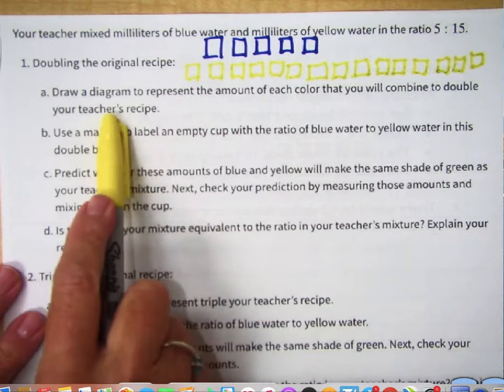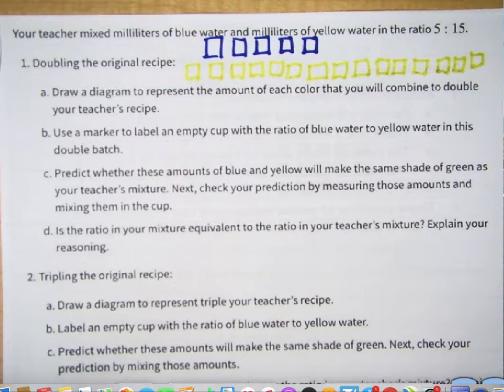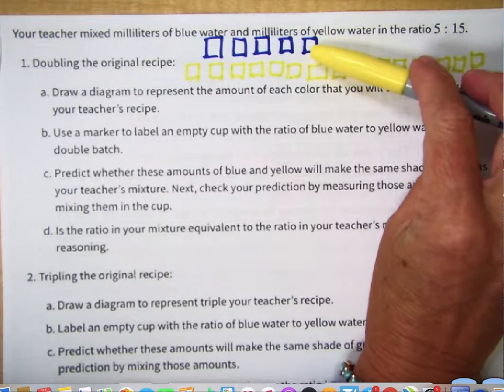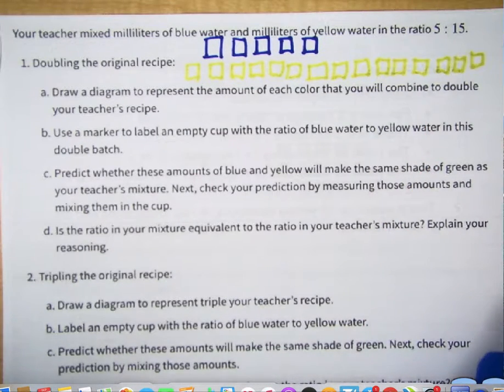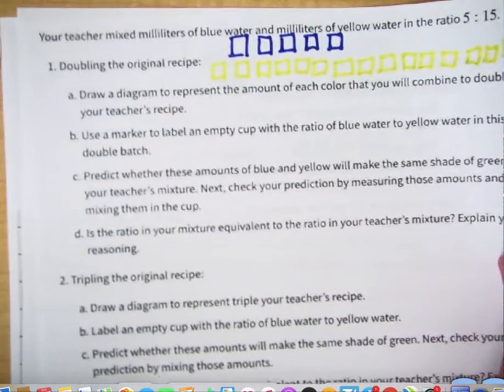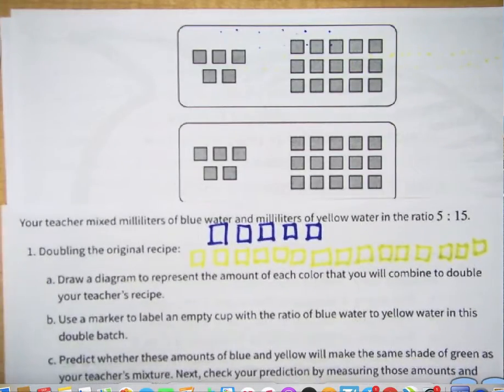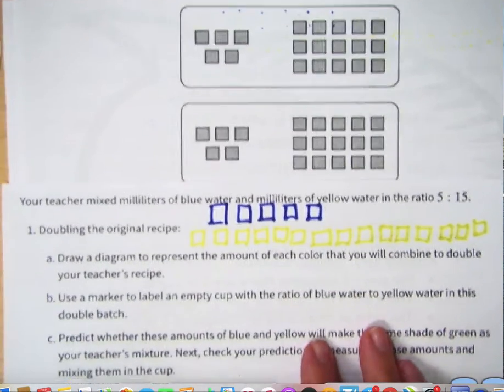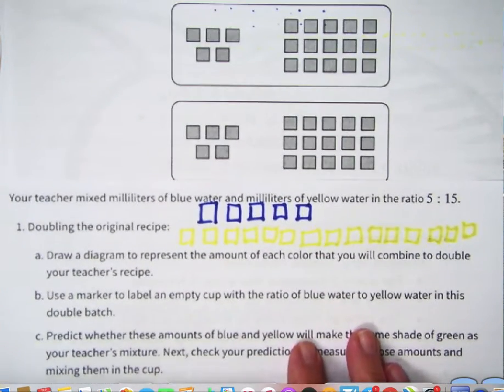Now, the first question says, draw a diagram to represent the amount of each color that you will combine to double. I had 5 blues originally. What's 5 doubled? Well, of course it's 10. And then I had 15 yellows. What's 15 doubled? That's going to be 30. So this is what my diagram should look like.